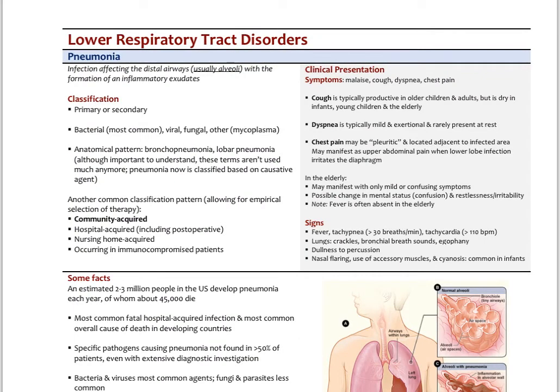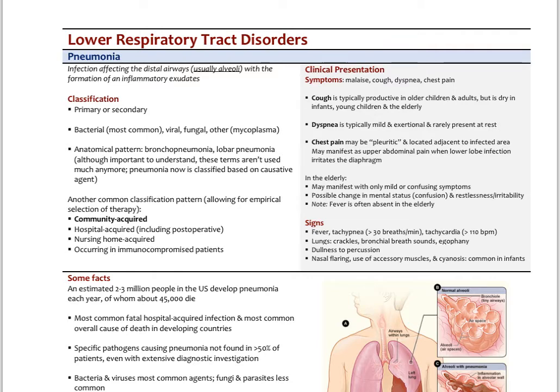Now, pneumonia is one of our major red flag things here. So pneumonia is going to be infection of the distal airways, usually the alveoli, with the formation of inflammatory exudates, which fill up those alveolar spaces. And this is going to be so concerning because it's going to affect directly the respiratory zone in the lungs. It's classified as either primary or secondary. In other words, does it start in the lung, or does it start from some other reason, some other situation in the body, medical condition and so forth.